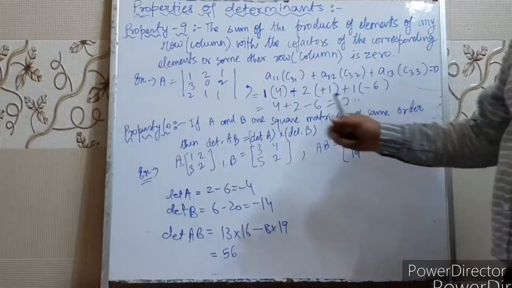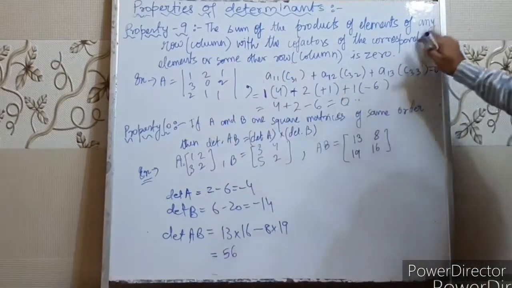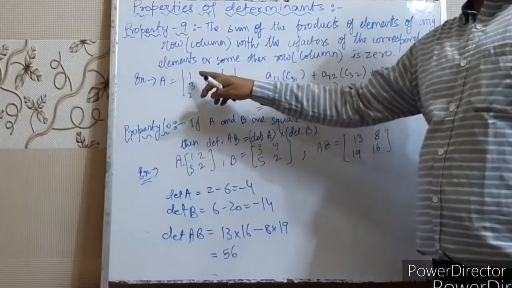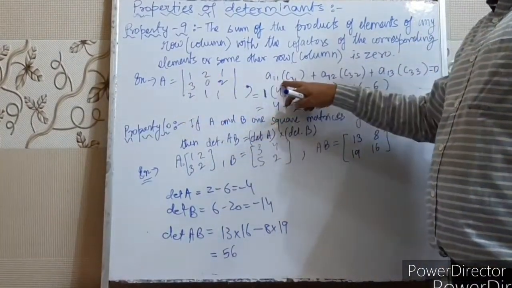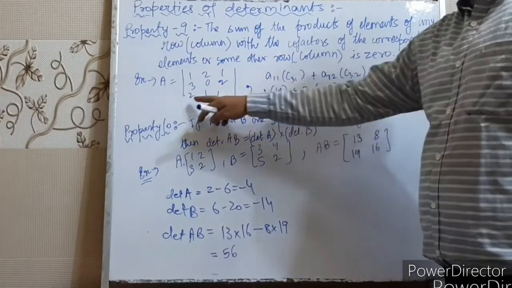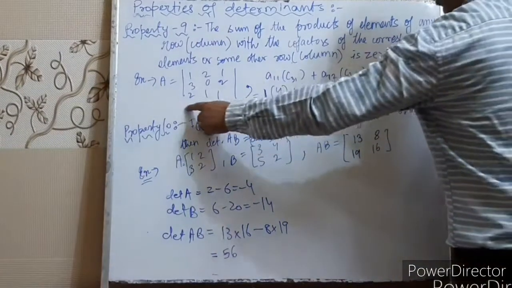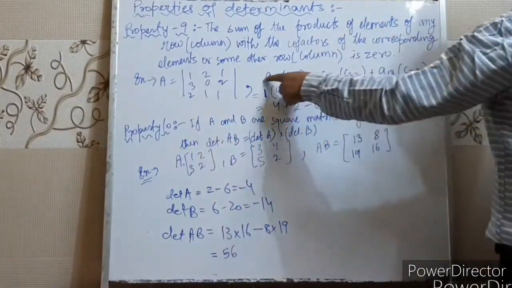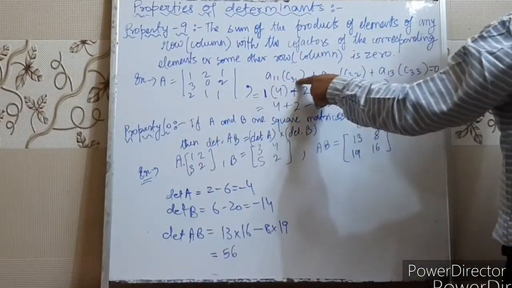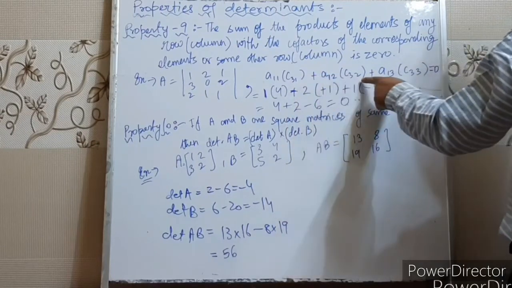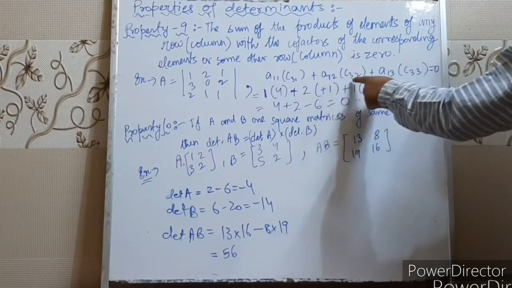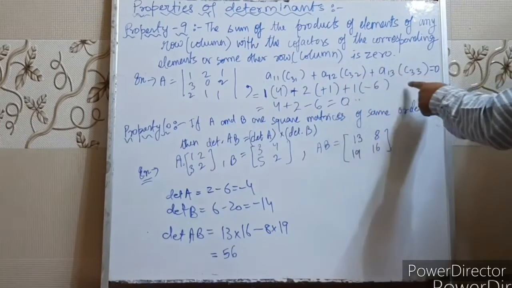So for this determinant, let's see if the property is true or not. I have taken this A11, the first row, first column element. So I am multiplying with the cofactor of third row, first column. Cofactors of the third row. So this will be like this, A11 C31. This is the cofactor of third row, first column. Then the first row, second column element, with the cofactor of third row, second column.